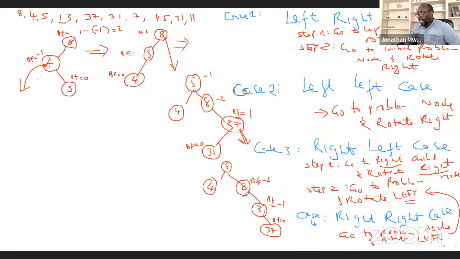So the problem node is 8. We rotate 8 to the left-hand side. So let's see how it works. Now here we'll have 5 still, and we'll have 4. And now when we pull 8 down, that 1 will be the parent. And then here we'll have 8, and here we'll have 37.